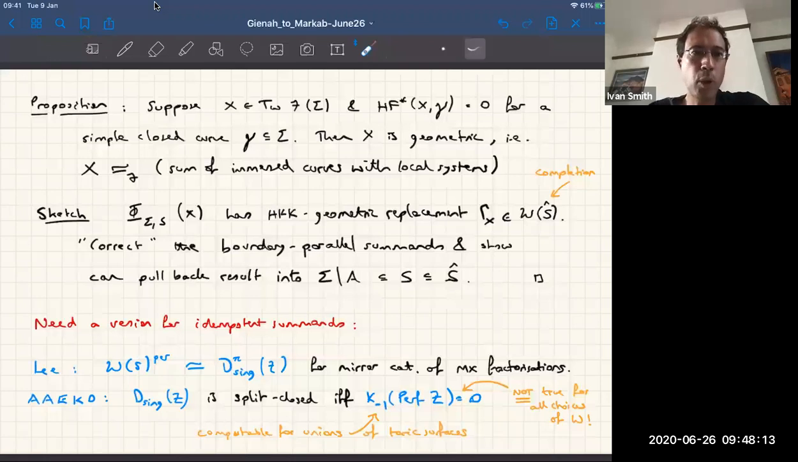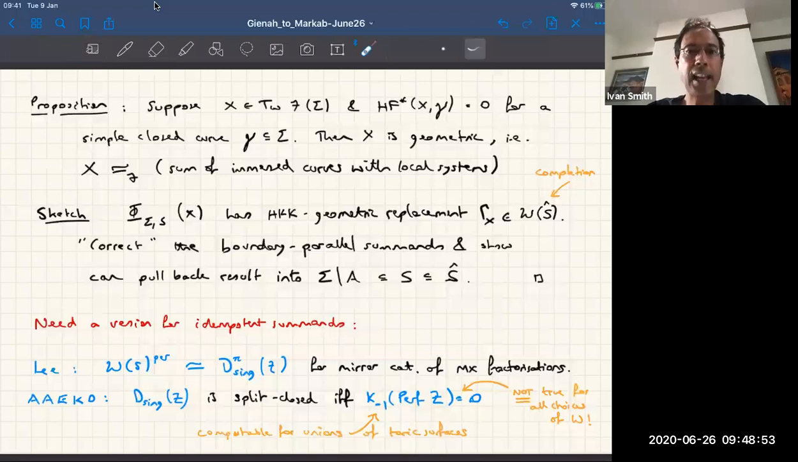And where does this come from? Well, we look at this restriction functor to the surface S as drawn a moment ago. The image of X under that restriction functor has some HKK replacement. In general, that HKK replacement could contain boundary parallel curves, things that live in this annulus A that was included twice in S hat. So you need to do some correction there because those come up in pairs which restrict to the corresponding same annulus in the middle region. So that's part of this pullback data.